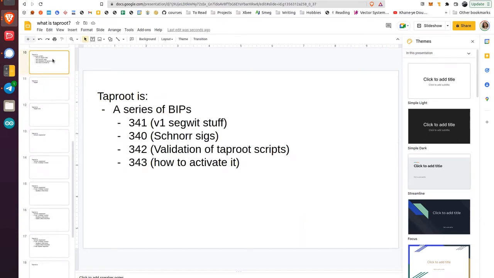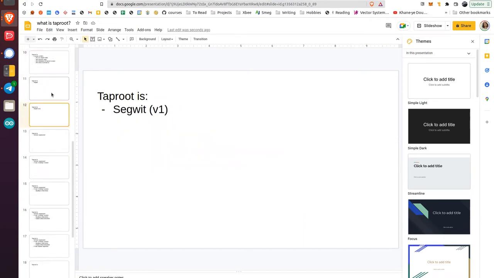Taproot is also, what else is Taproot? Taproot is also SegWit. It's SegWit V1. Does anyone know what this means? Let's talk about what this means. I need another thing. I'm not prepared for this. This is fine.